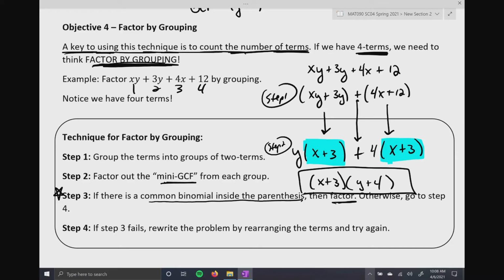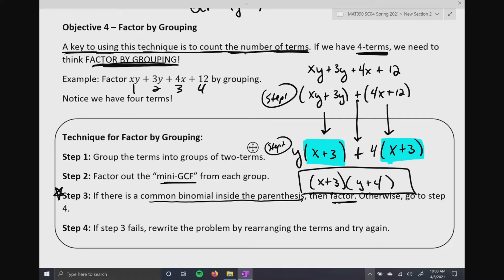Either you screwed up a sign somewhere, which we're going to see in a little bit, or maybe you actually have to just start over again. And that's what step 4 says. Step 4 says, if step 3 fails, in other words, if those things inside the parentheses don't match, try to rewrite the problem by rearranging the terms and try it again. We will see a problem like that later, where we do this and it fails and we have to rewrite it because we got to mix the terms up. Okay? Right now, we just need to know the process.